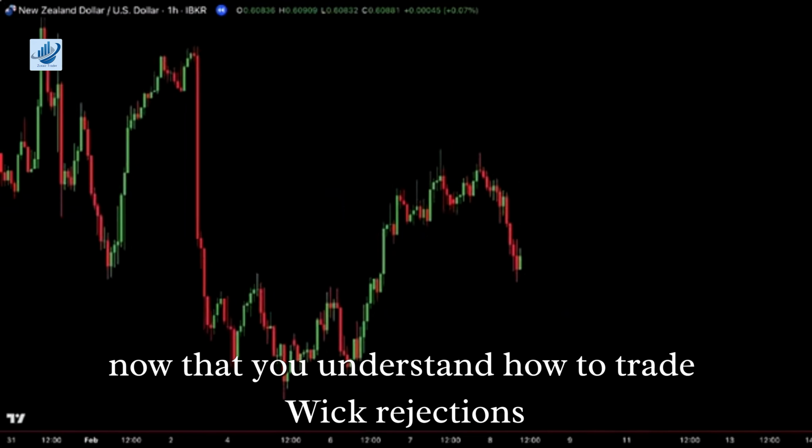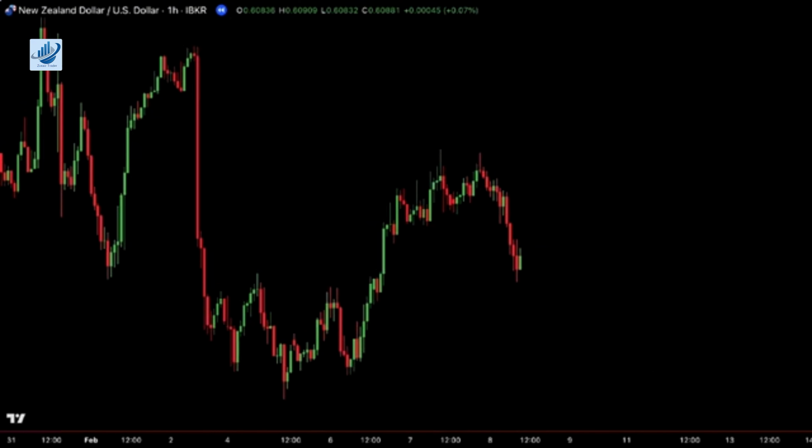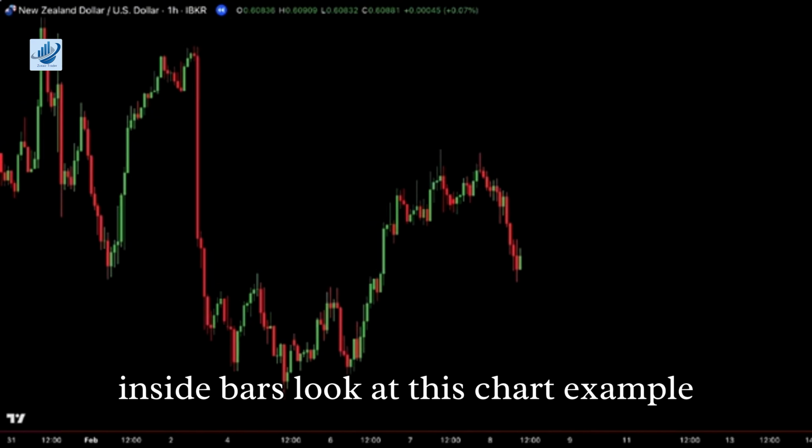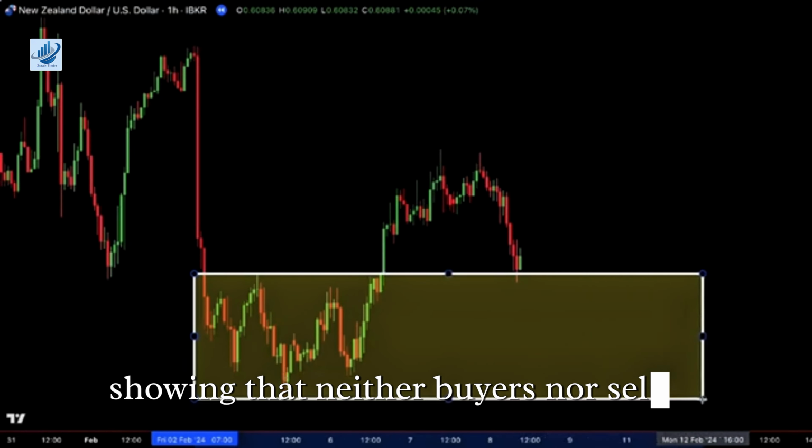Now that you understand how to trade wick rejections, let's explore another powerful price action pattern: inside bars. Look at this chart example. Price has been moving sideways within a range, showing that neither buyers nor sellers have full control. Then, suddenly, buyers step in with strong momentum, breaking above the range in a powerful move.